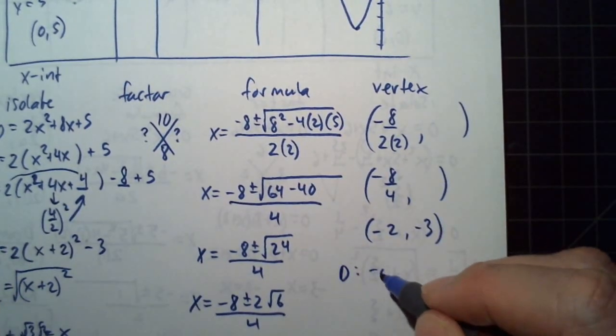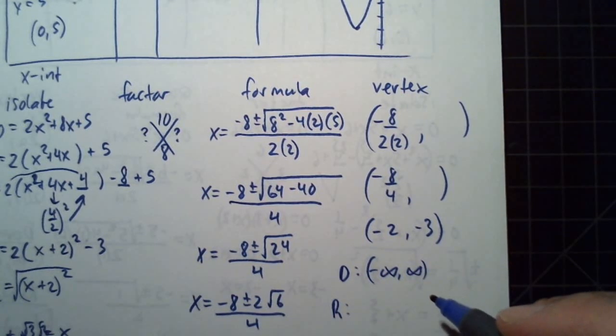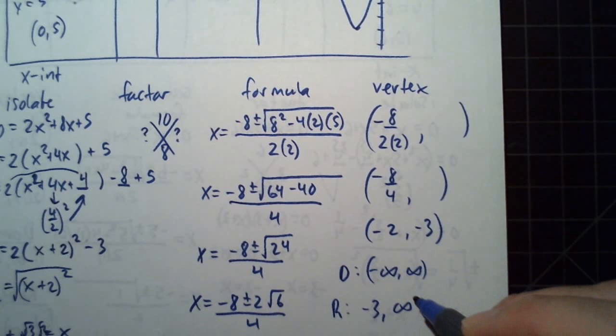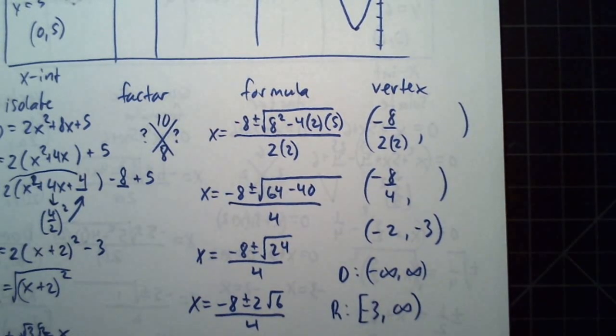And the domain is all real numbers. The range starts at the y value of the vertex and goes to infinity. And we'll stop there.